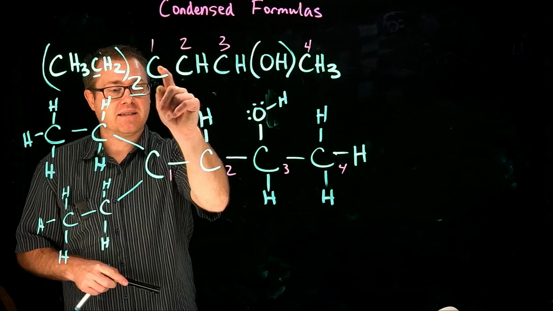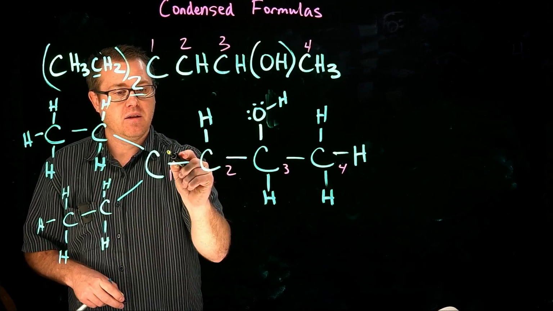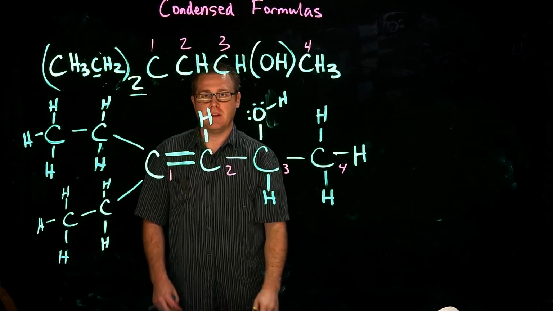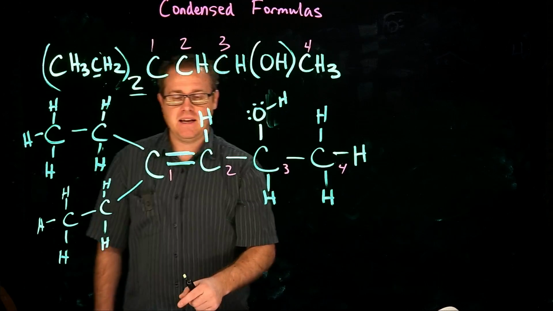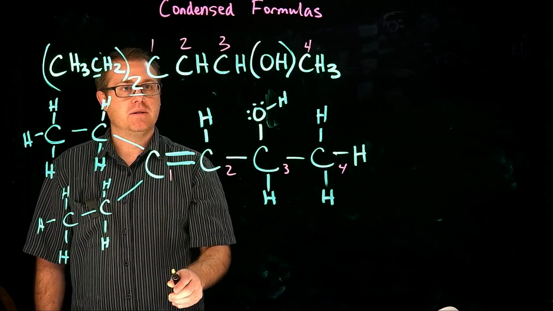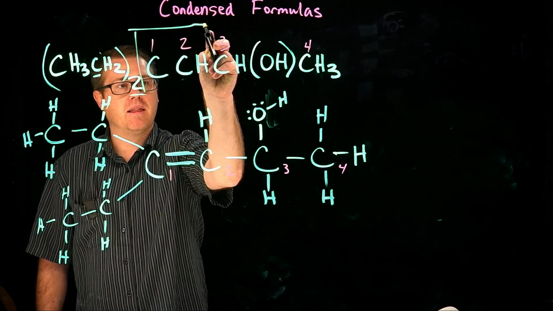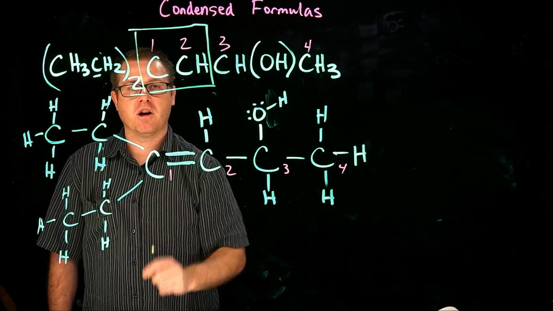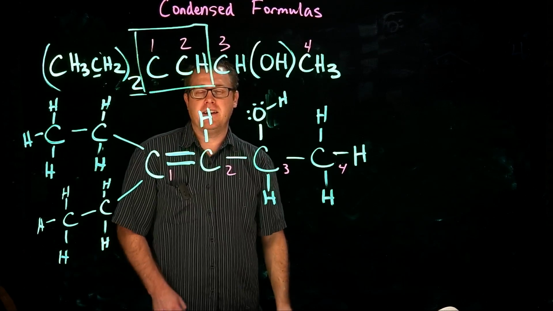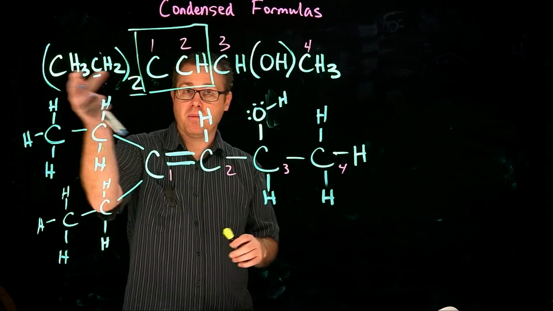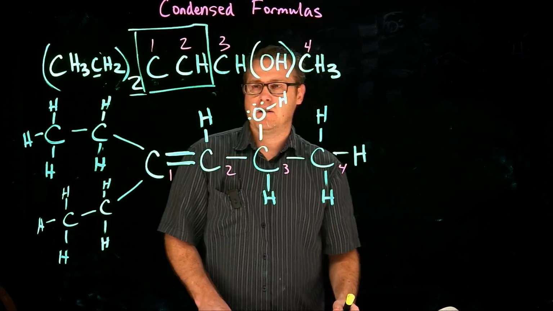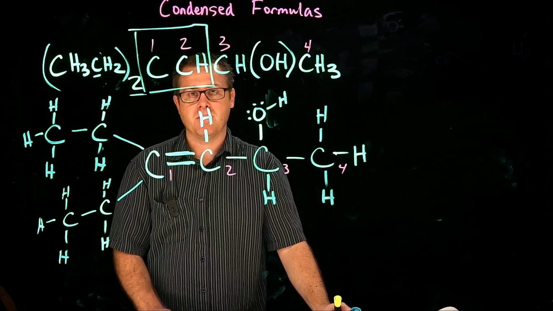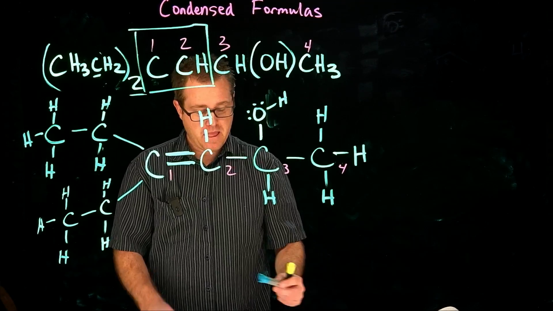Because this carbon has to have 4 bonds, we give ourselves an alkene, just like that. And so that's representing a double bond. So right there, that's a double bond between carbon 1 and carbon 2. And just looking at the condensed formula, you can miss that if you're not paying attention to how many bonds the carbon atoms have.